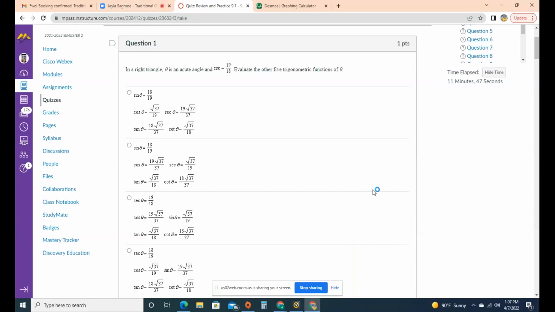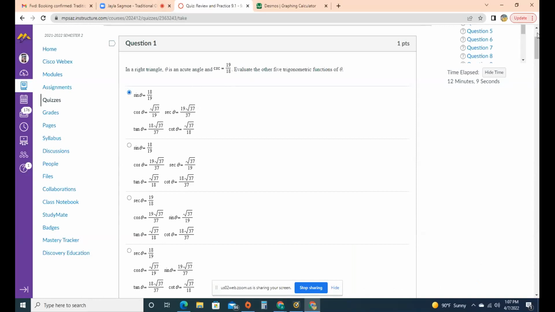So the first thing is you're looking for where sine of theta is 18/19. So that gets you down to the first two, it looks like. And then you want to maybe find one more that's matching. So cotangent theta is the square root of 37/18. So it looks like it's letter A.